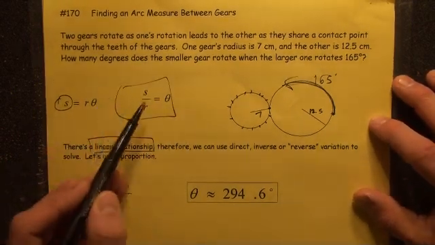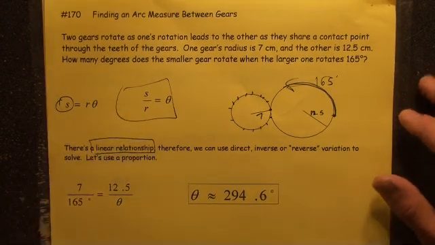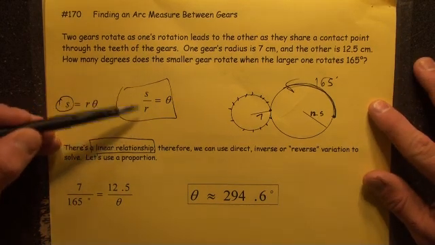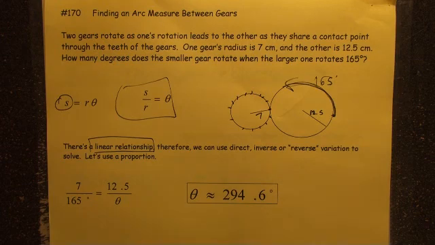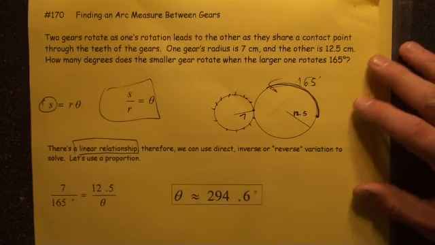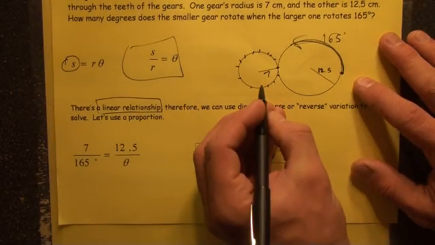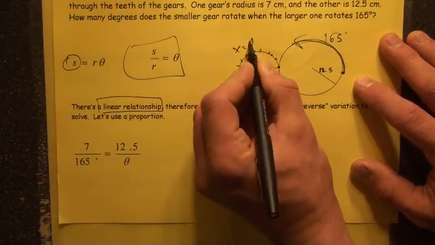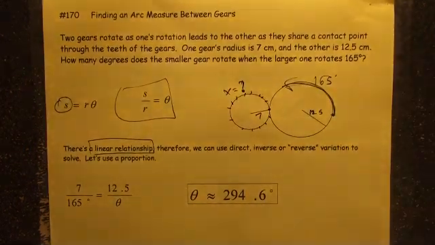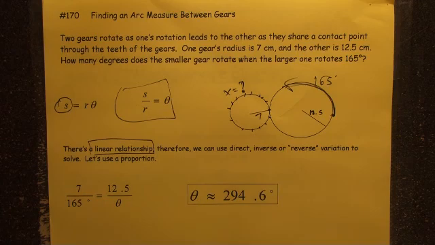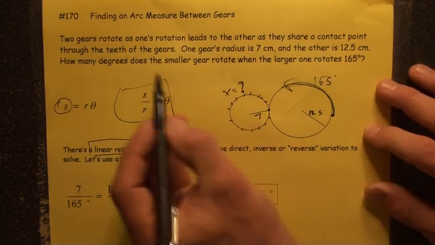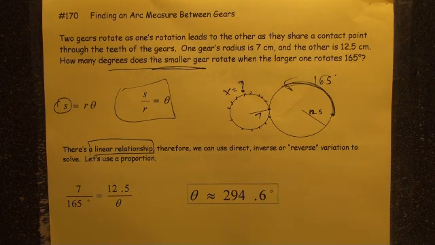And this is nothing more than like a slope value, if you want to call it that. You can call this obviously a fraction. No matter how you look at this, it's a linear relationship, which means we can use either a direct or inverse variation. However, I'm going to use a phrase called reverse variation, and here's why. If we were to set up a proportion, we would call x the missing arc measure. The arc measure we want to find is the degrees of the smaller gear. So that would be x.